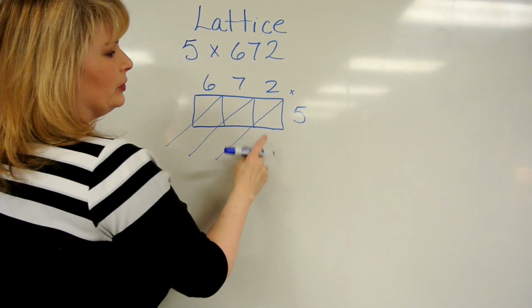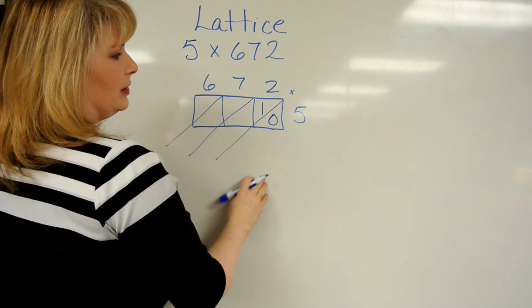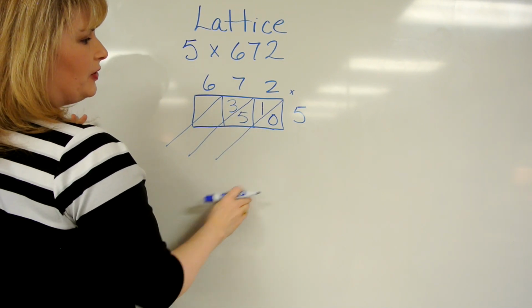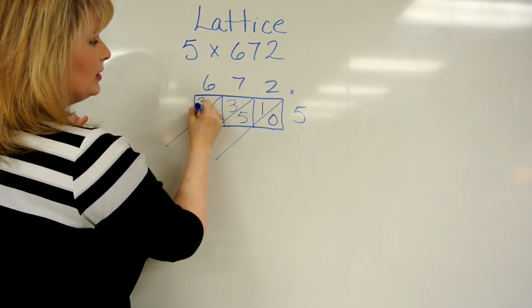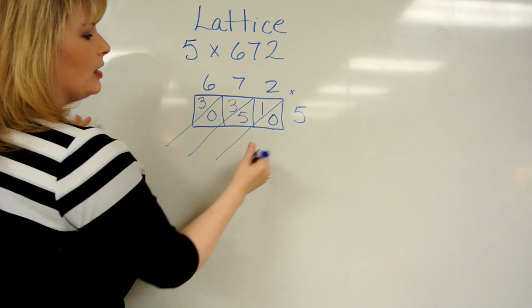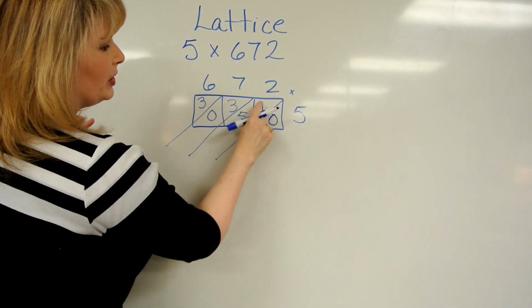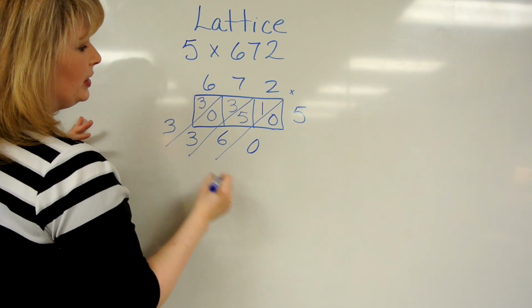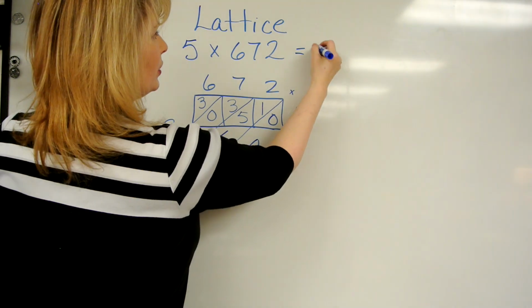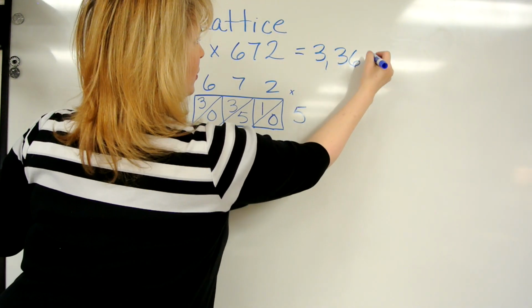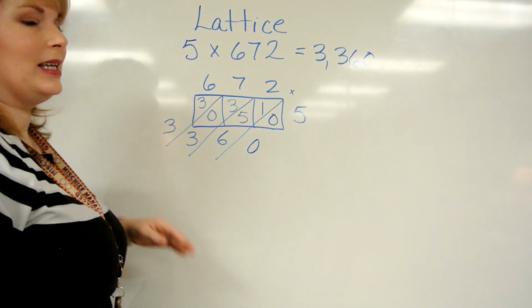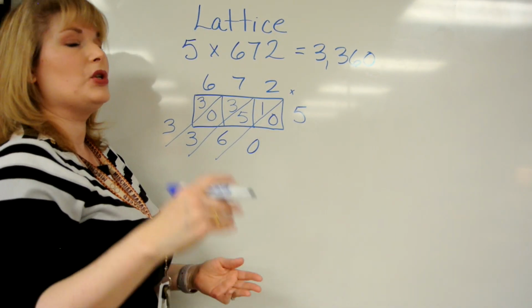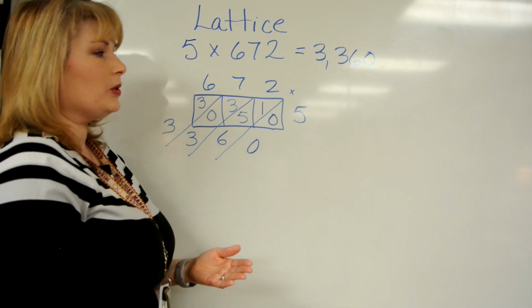5 times 2, 10. 5 times 7, 35. 5 times 6, 30. 0, 5 plus 1 is 6, 0 plus 3 is 3, 3 plus nothing is 3. Final answer, 3,360. There was no thinking about tens, no thinking about hundreds, no thinking about place holding zeros.